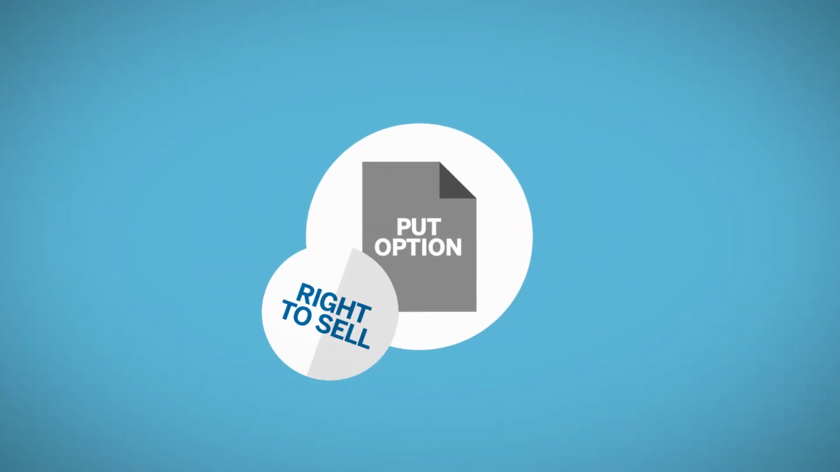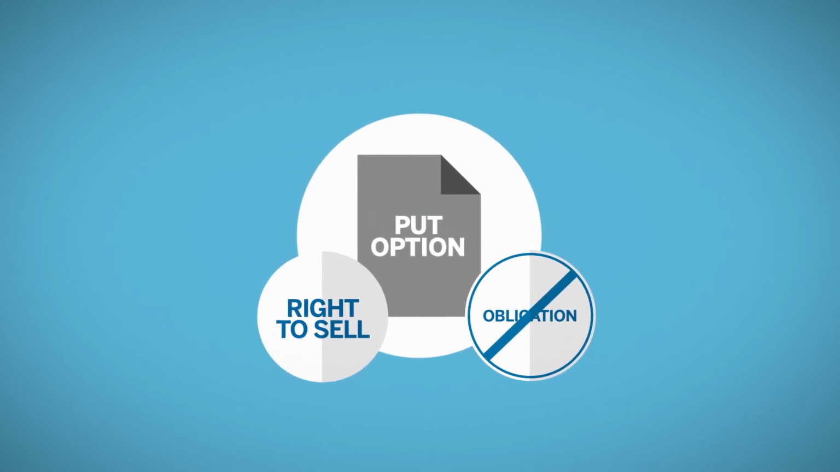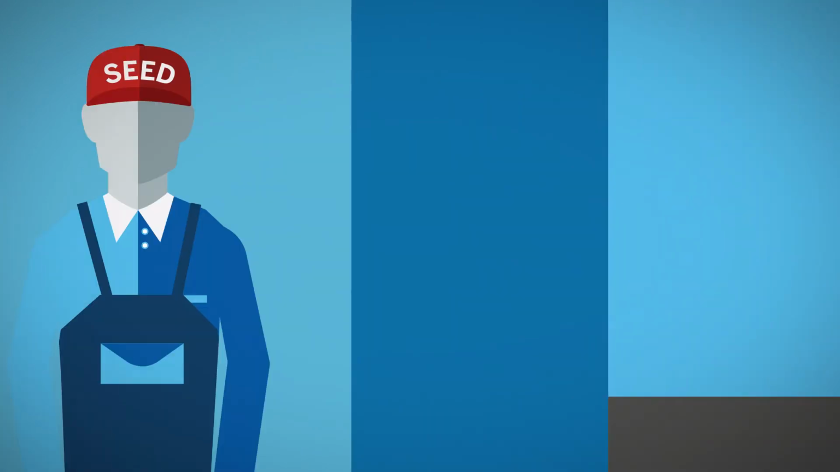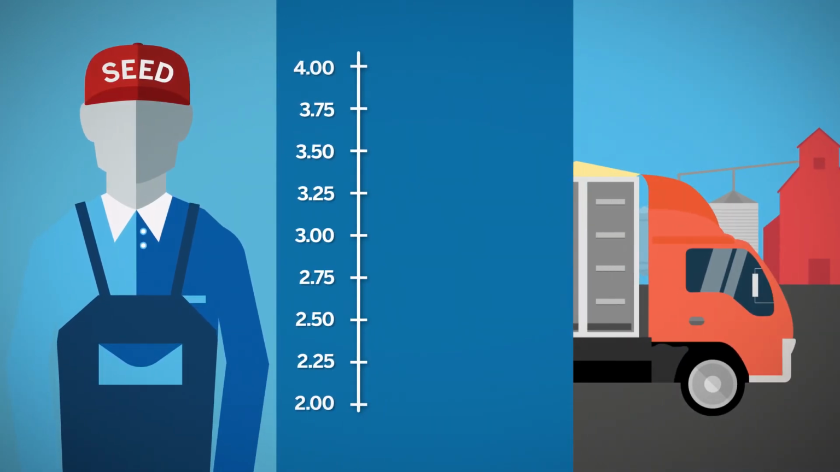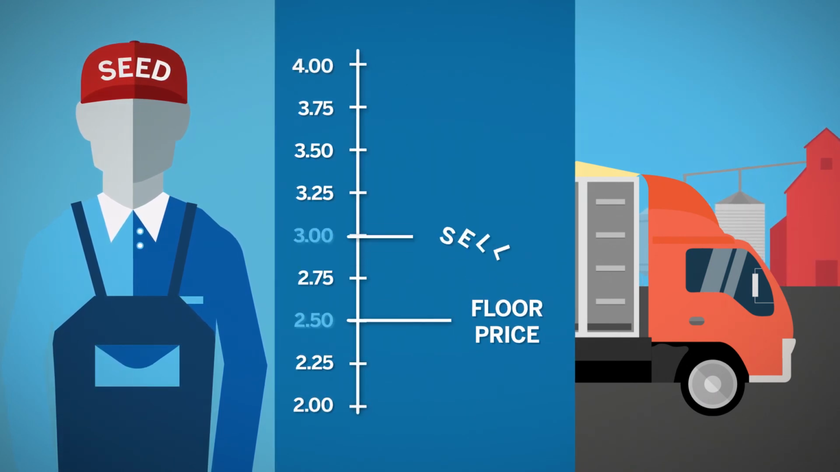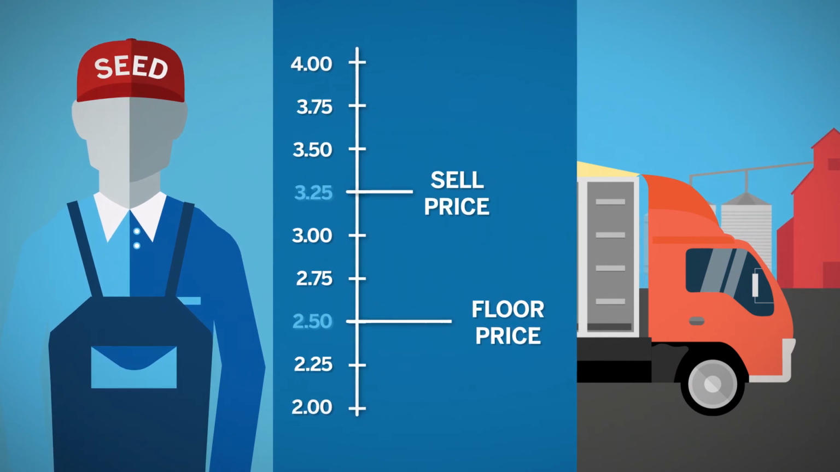A grain seller, on the other hand, would purchase a put option, which gives the owner of that option the right but not the obligation to sell grain futures at a specific price. A put option allows a grain seller to establish a minimum or floor price for the grain he is selling, while still being able to take advantage of higher prices in the cash market, should the opportunity arise.